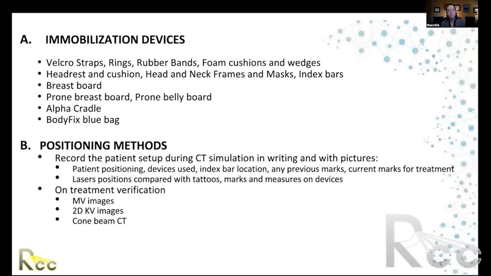And then once the patient is on treatment, we have different types of imaging verification that we can take. We can take MV images of the patient, 2D kV images, and also cone beam images. So we can go through site by site how we immobilize the patient and how we can use imaging to check that we're setting up the patient in the correct location for the treatment that we want to deliver.